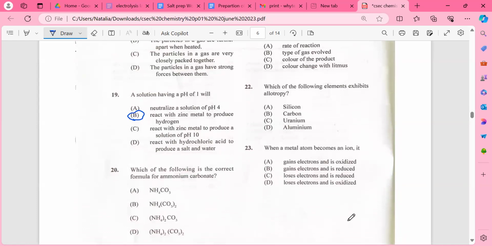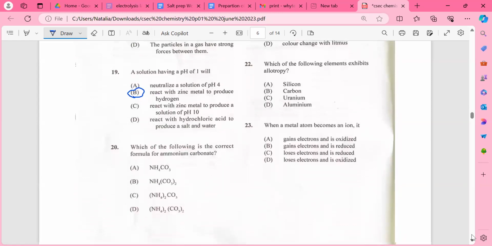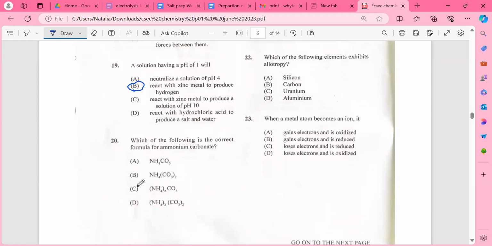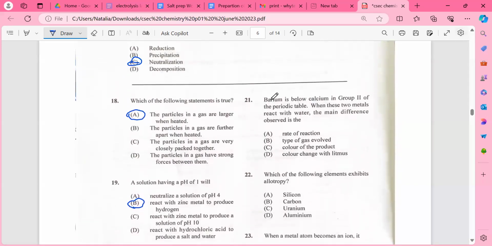Correct formula of ammonium chloride. Ammonium is 1 plus, carbonate is 2 minus, so the formula is going to be (NH4)2CO3 when we swap the charges. Barium is below calcium in group 2.